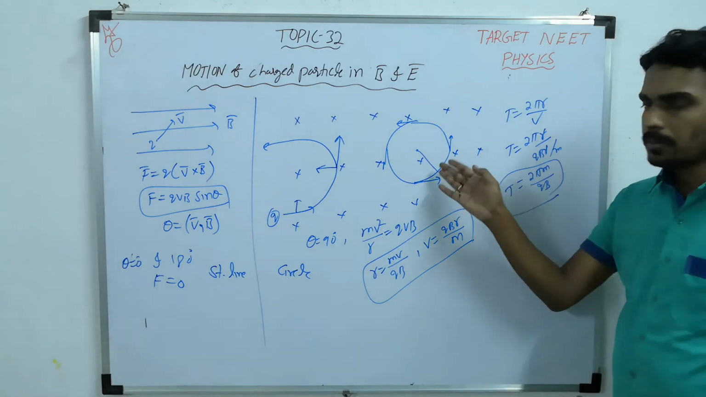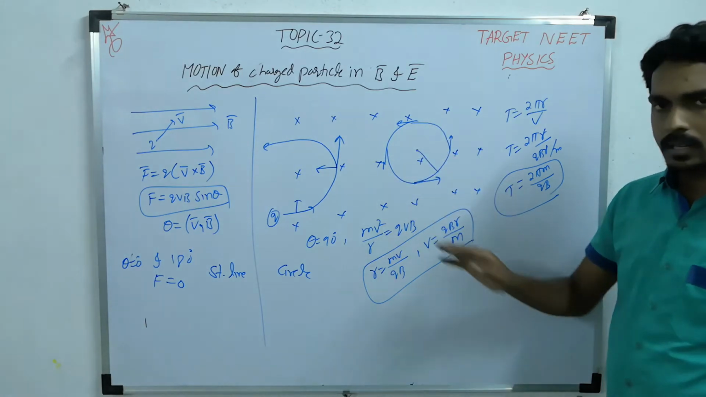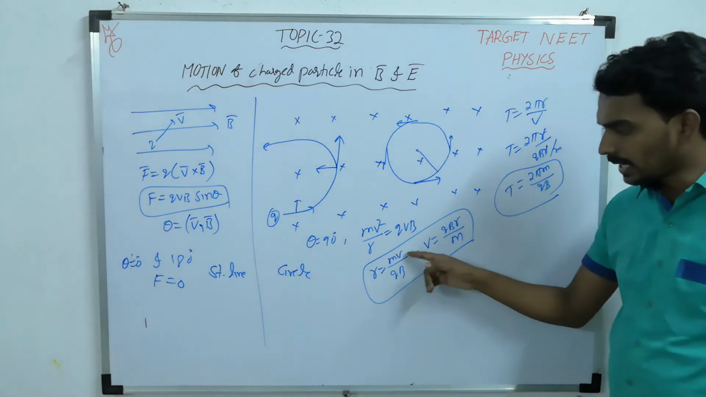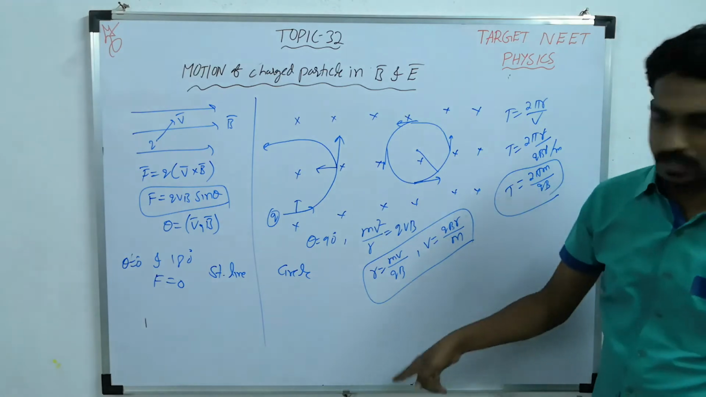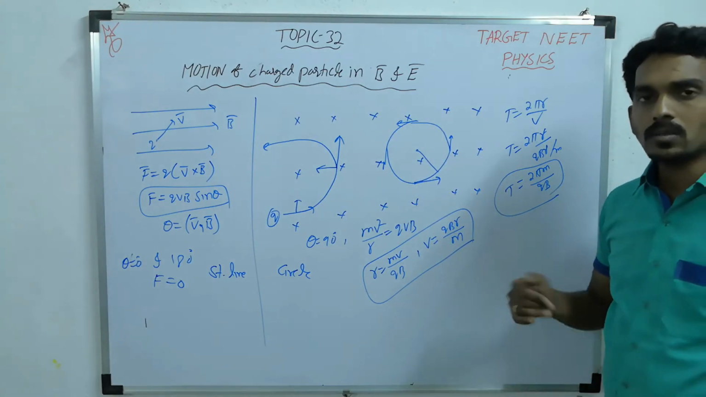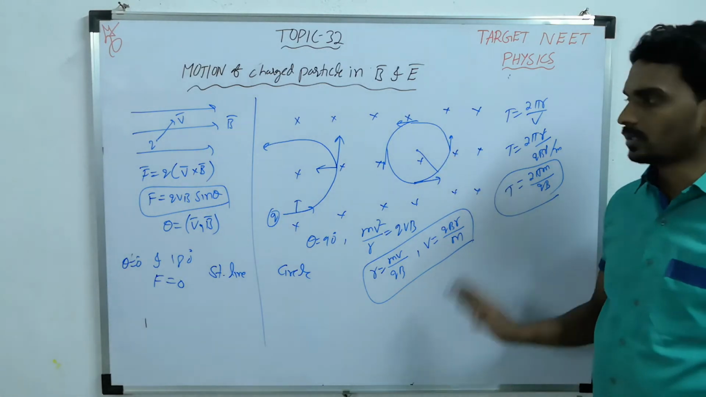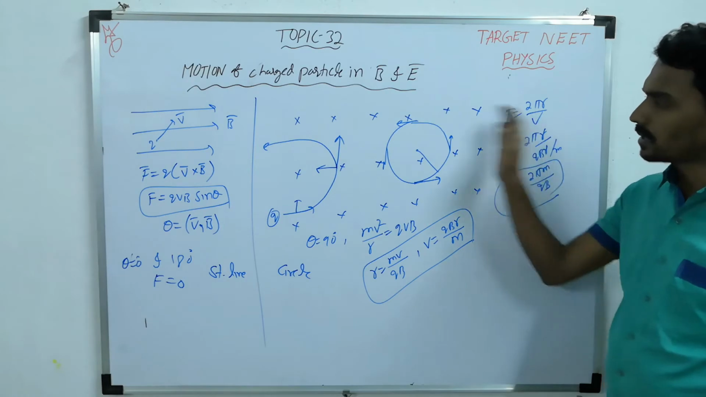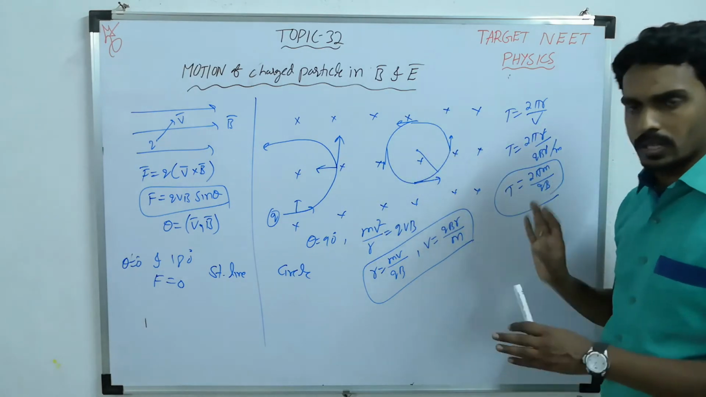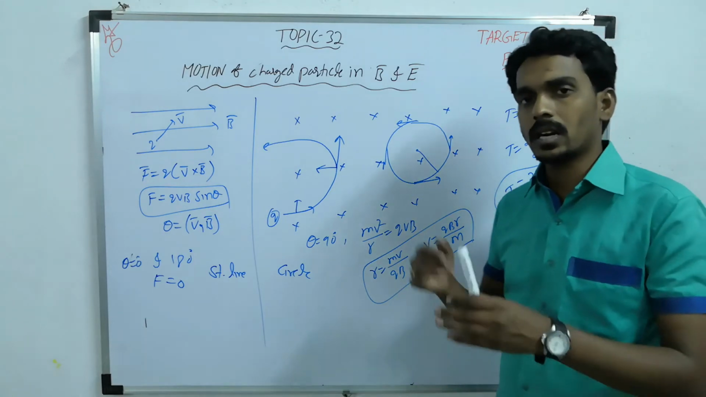So whatever the velocity may be, the time to complete a revolution is the same, but the greater the velocity, the greater the radius, and the smaller the velocity, the smaller the path. So it runs slowly, but the time taken to complete one revolution is the same. Many times they ask questions based on this only. This is one important point. The other third case will also be there, but that is not that important.